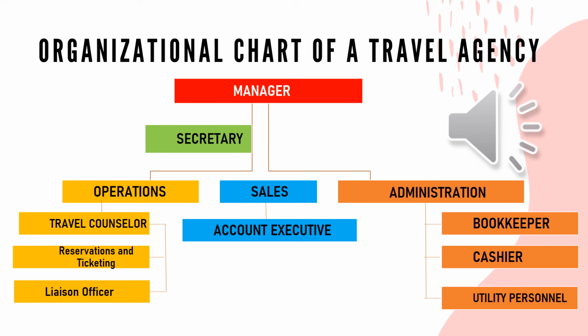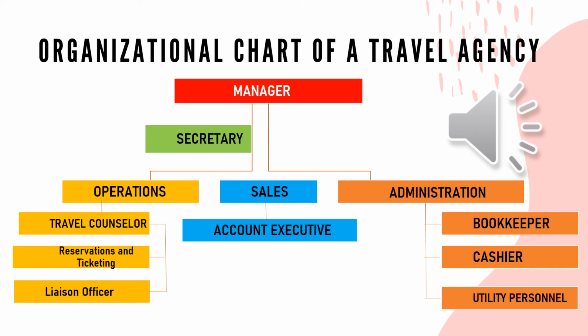For the operations, we have the travel counselor, and this travel counselor has two under him or her: the reservation and ticketing, and the liaison officer. For the sales department, we have the account executive. For the administration, we have bookkeeper, cashier, and utility personnel.